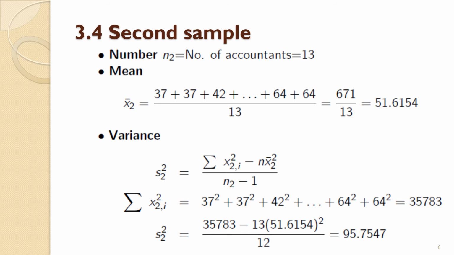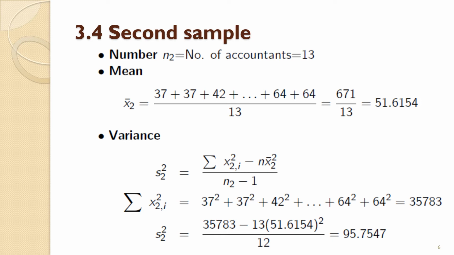And then for the second sample, again, get used to the idea that the name of the game isn't just calculation, it is about communicating information. So write very straightforwardly that n2 is the number in the sample, which in this case is 13. The mean, as before: all you do is add all the observations up and divide by the number in the sample. That gives you this number here, 51.6154 in this case.